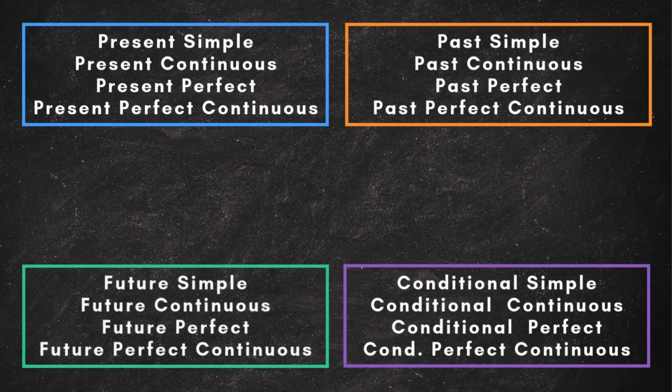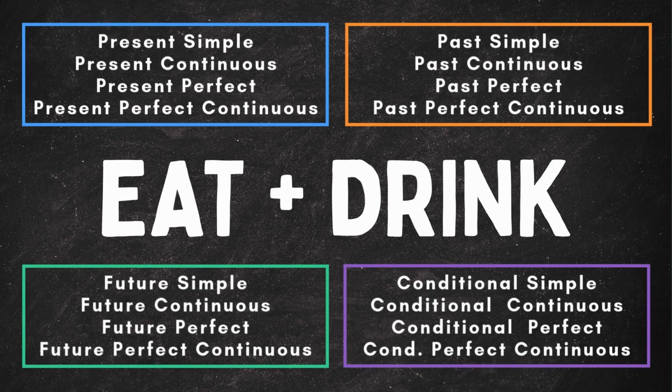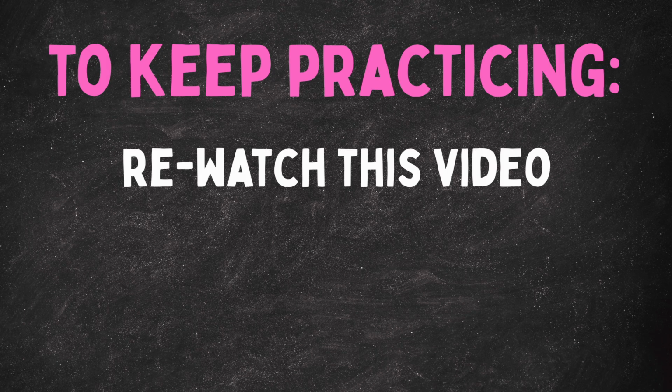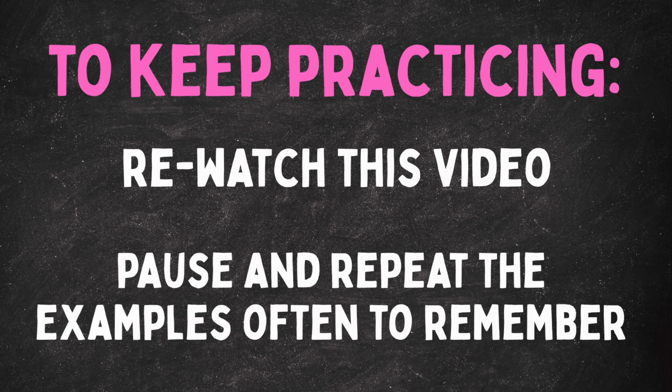Congratulations! You just learned all 16 English tenses with eat and drink. To keep practicing, rewatch this video. Pause and repeat the examples often to remember.